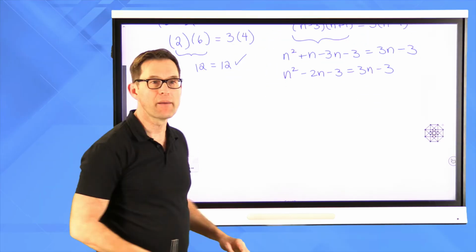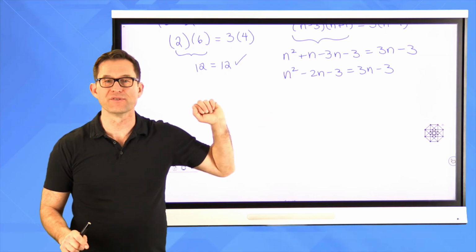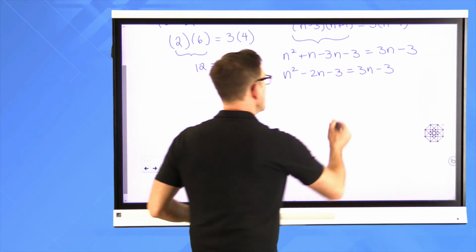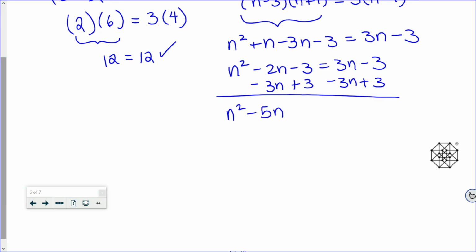All right, so that's where I'm at this point, right? I still need to get this equation equal to 0 if I want to use factoring to solve it, which I think I'm going to go with. To do that, I'm going to subtract a 3n from both sides and add a 3 to both sides. And something kind of weird happens there. Negative 2n and negative 3n is negative 5n, but here a negative 3 and a positive 3 cancel, so I just get n squared minus 5n is equal to 0.